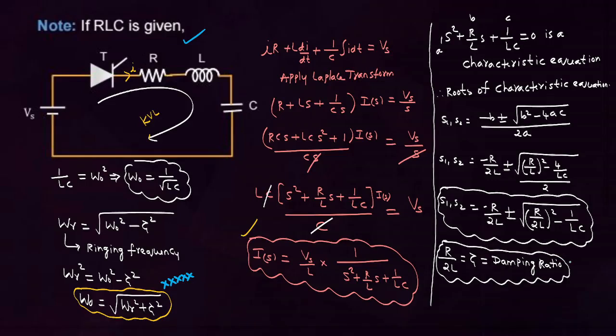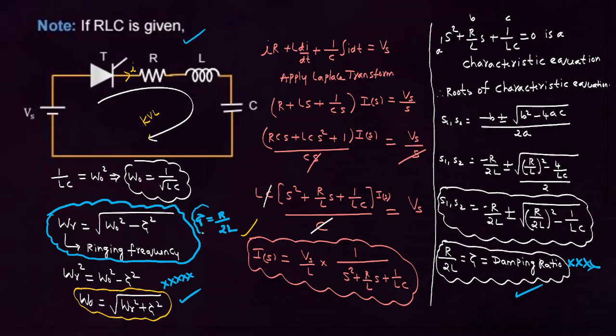In the RLC circuit, what is the damping ratio formula? R by 2L. Then these are the roots, no need to concentrate on them. This formula is important. Omega naught equals square root of omega r squared plus zeta squared, where omega r is the ringing frequency. This you also have to concentrate on in the RLC circuit. Zeta equals R by 2L. These points are mainly important in the RLC circuit.